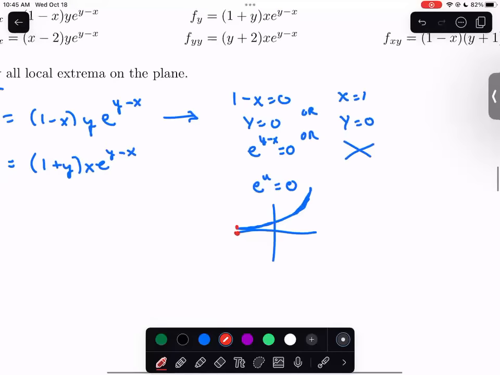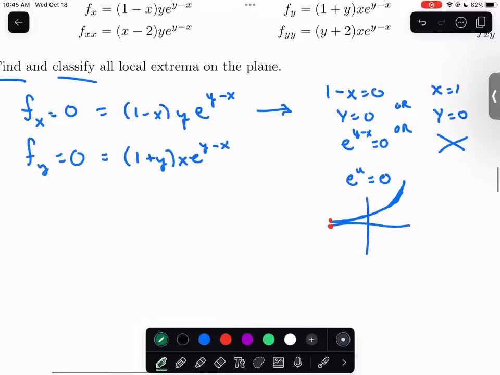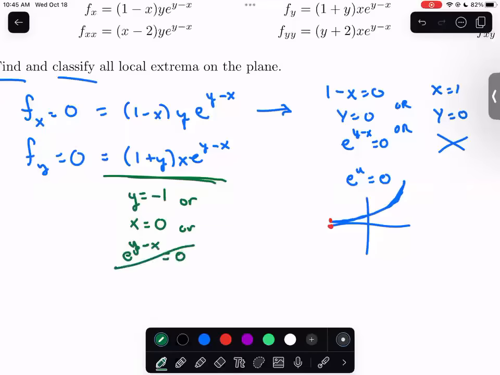All right. So that's what it takes in order for our x derivative to be equal to zero. For our y derivative to be equal to zero, we could have y is equal to negative one, or we could have x is equal to zero, or we could have this e to the y minus x equals zero, and we already saw that that doesn't happen ever. So really our only hope for finding critical points is if y is equal to negative one or x is equal to zero.